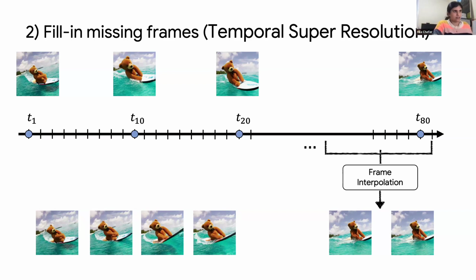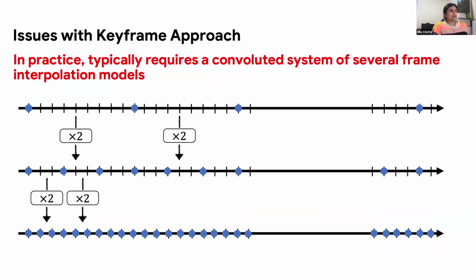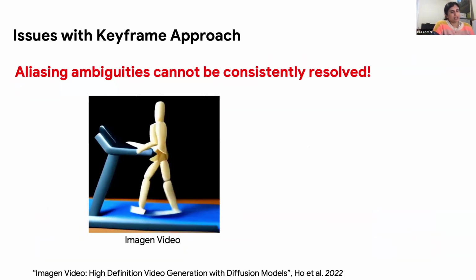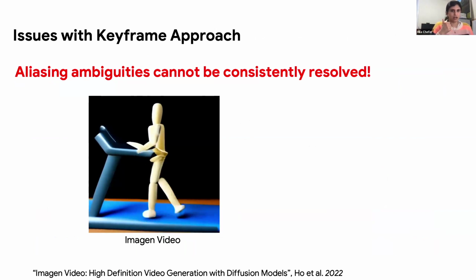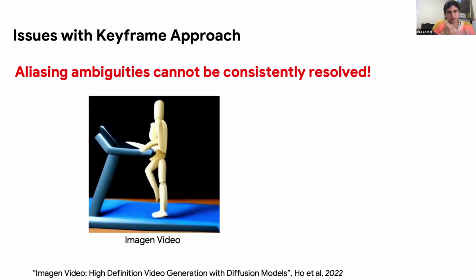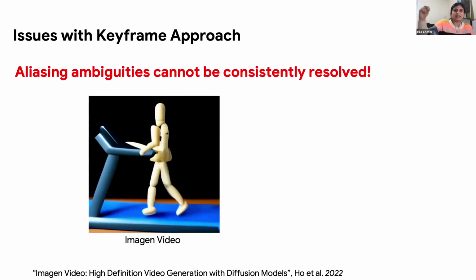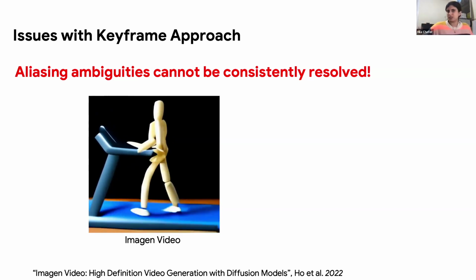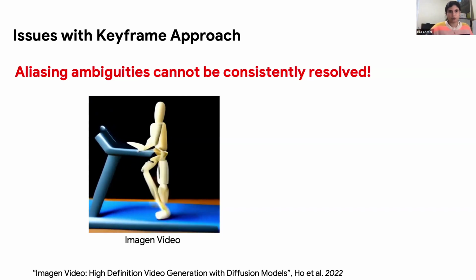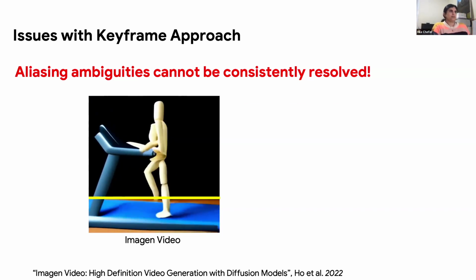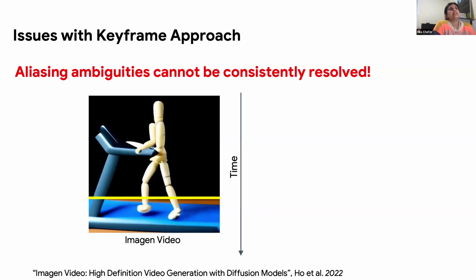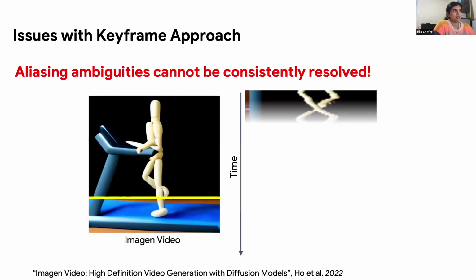So we hypothesize that the reason for the jittering that we see here is that, A, it's very hard to generate distant keyframes, right? It's a much harder task. And B, because of the temporal aliasing in each one of those windows that we need to interpolate. So there's no global context or global coherency to the motion. So this is mainly the issue that we try to tackle with Lumiere.